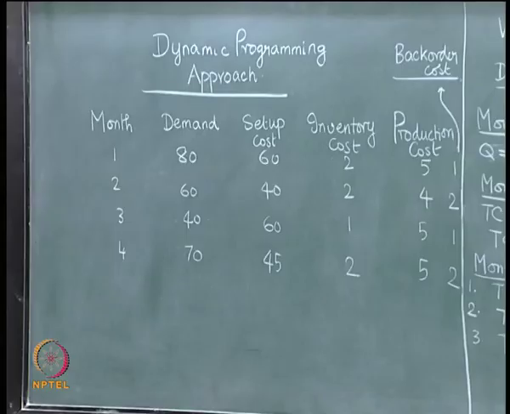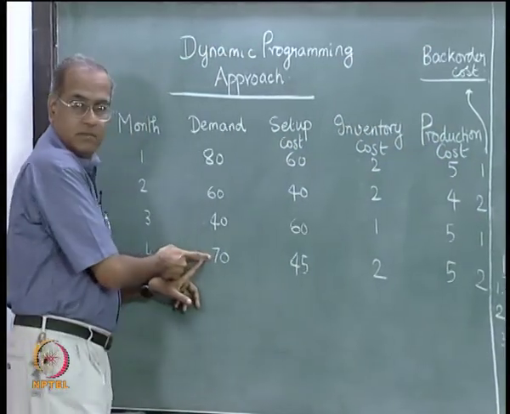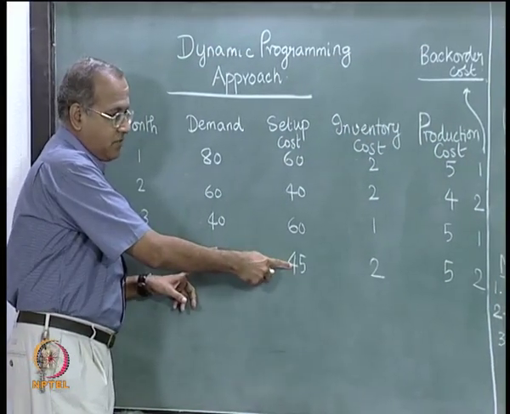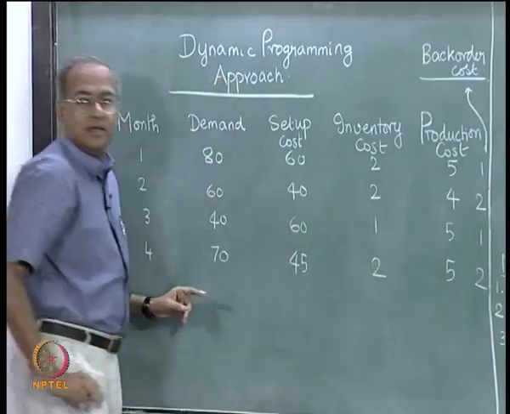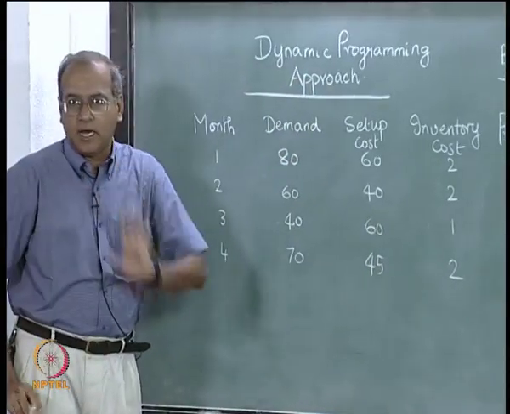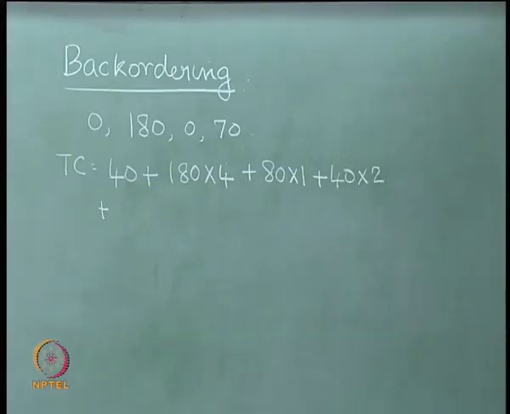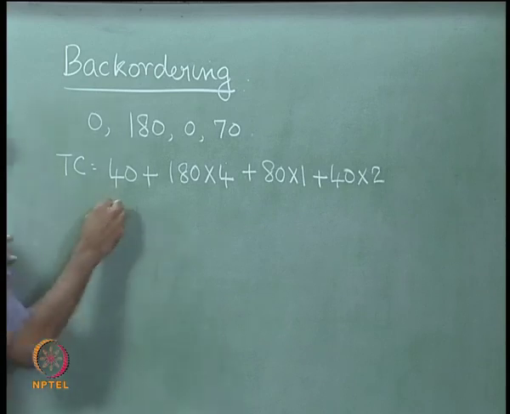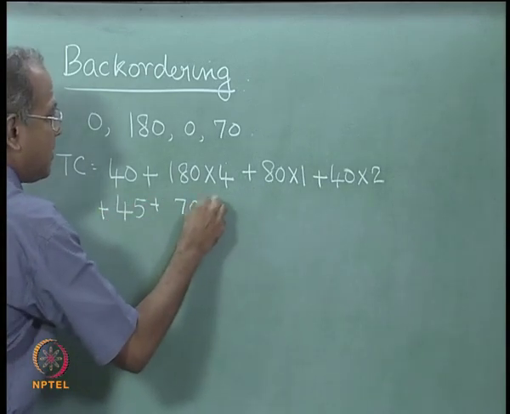Plus, in the fourth period I am going to produce 70 here, I incur a setup cost of 45, I incur a production cost of 70 into 5, and there is neither inventory nor back ordering. So, it is plus 45 plus 70 into 5.